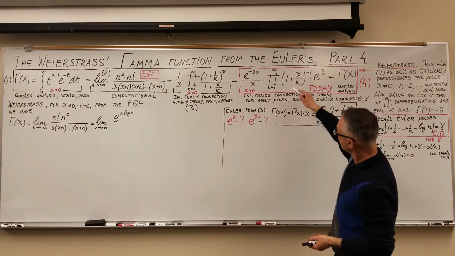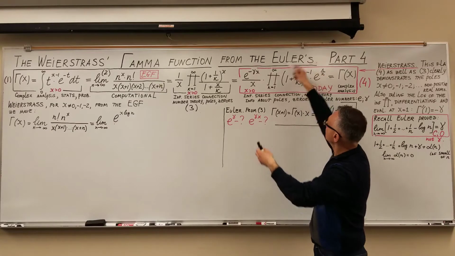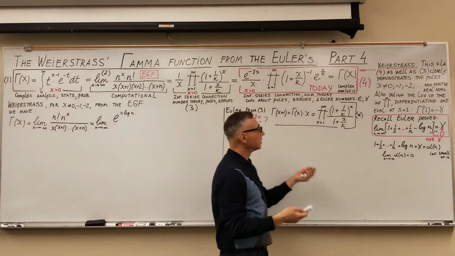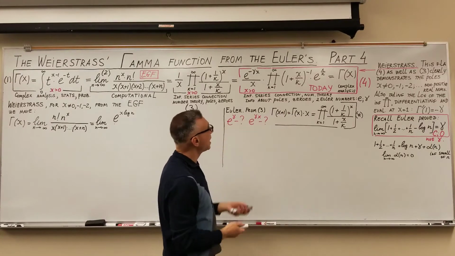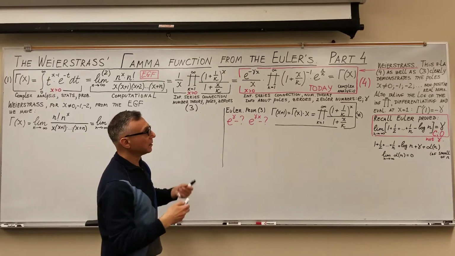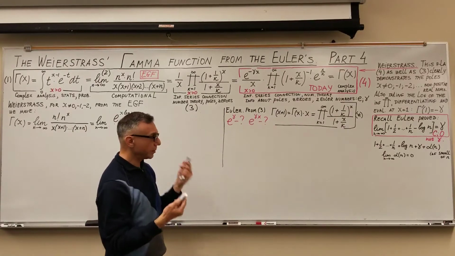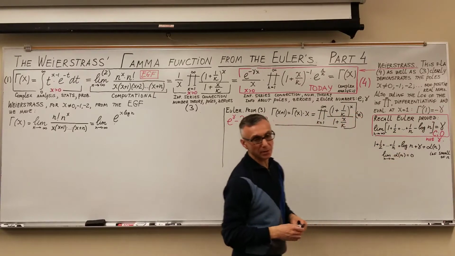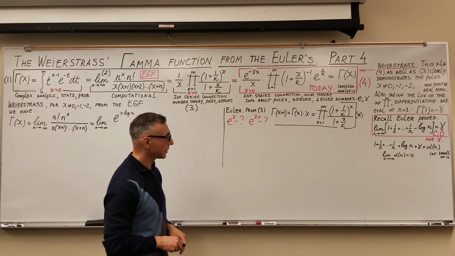And also, if we evaluate the logarithm of this infinite product, differentiate it and look at the derivative of the gamma function at the point of 1, it will be equal to minus gamma, Euler's constant.